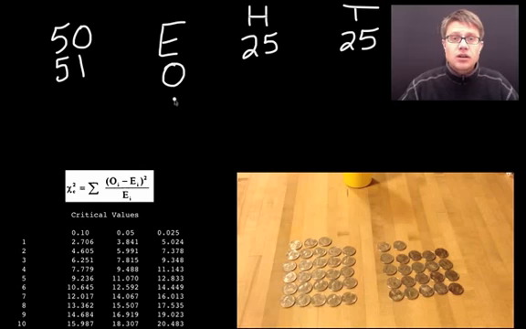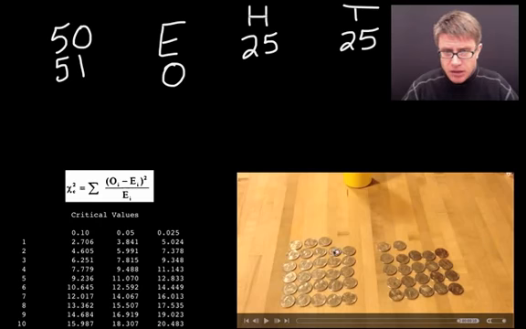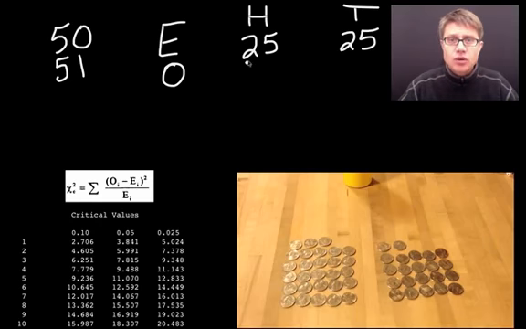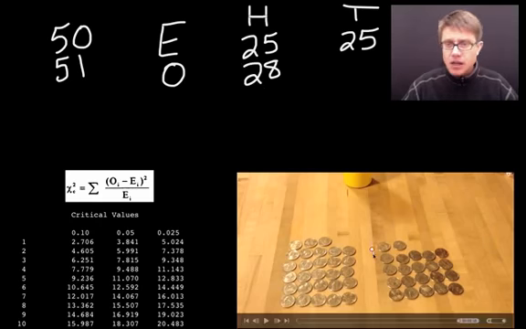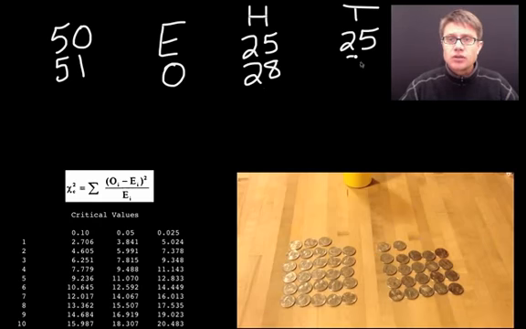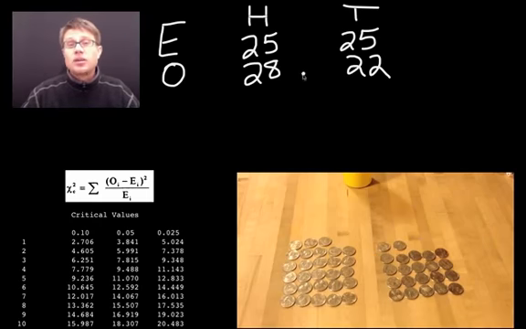If we look at our observed values, well, let's look down here. How many heads did we get? That'd be 28 heads. And how many tails did we get? That'd just be 22. Okay, so now we're going to apply chi-squared and come up with a critical value.